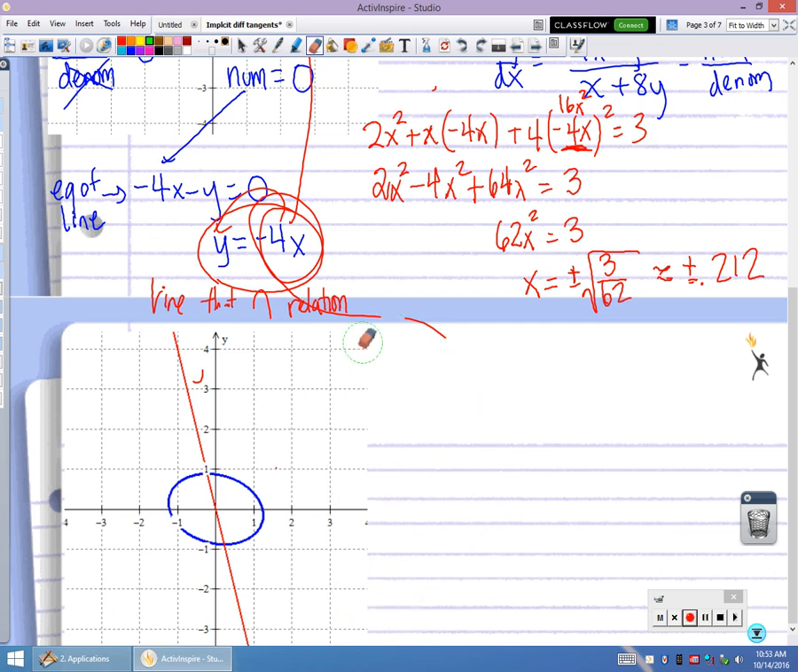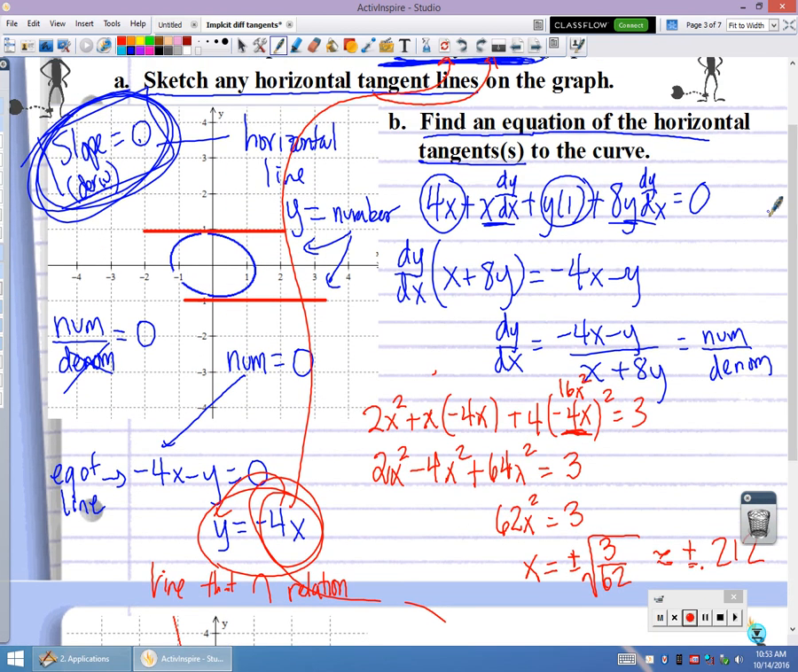Okay, so if you take a look at the point of intersection here and here, you can see that the x value, remember my scale right here, there's the 1. This x value right here is about positive 2.12, and over here is about negative 2.12. However, we're not done our job yet because the problem tells me to find the equation of the horizontal tangents.